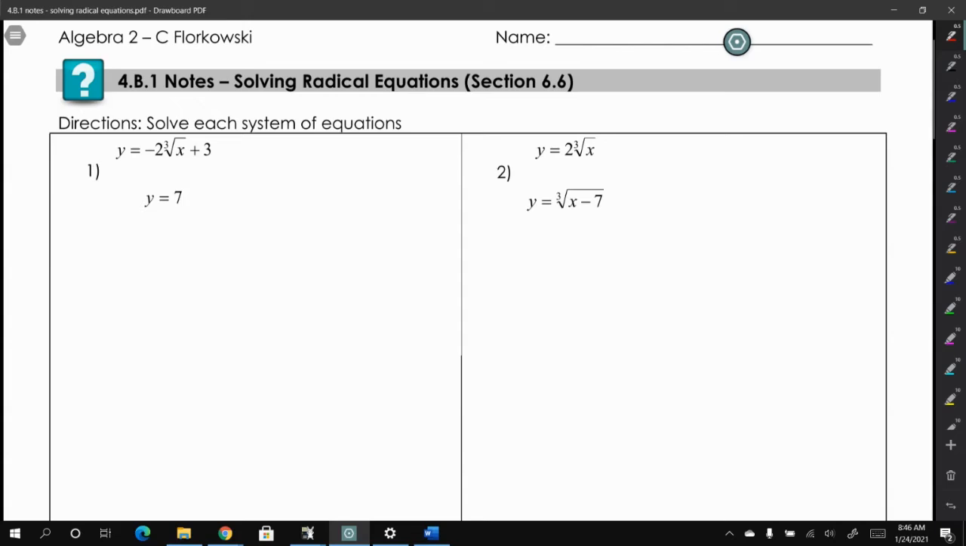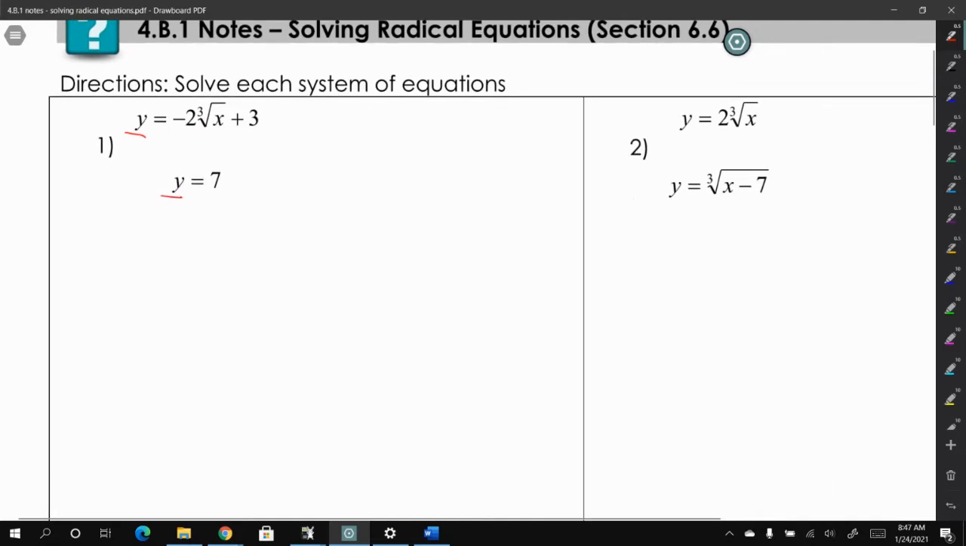Today we're going to work on solving radical equations. And remember, when we want to solve a system of any type, you want to set these two equations equal to each other. So we look at our first example here. We have y equals and y equals. So that means you can set these two equations equal to one another.